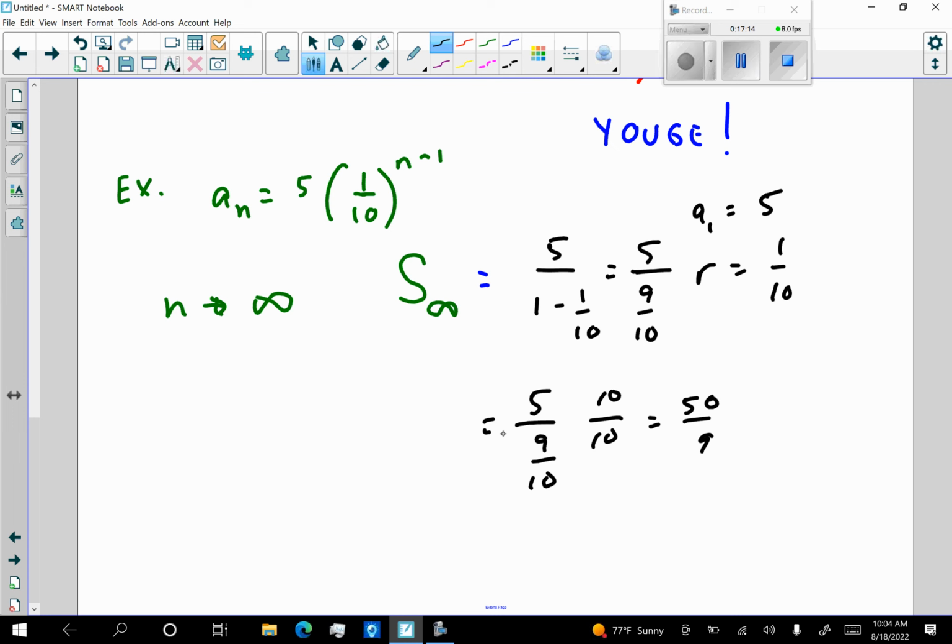Check this out. Here's a very important question. Is 50/9 a rational number? Yes. Check this out. 50/9 is 5.55 repeating. Guess why this repeating decimal is a rational number? This is huge.